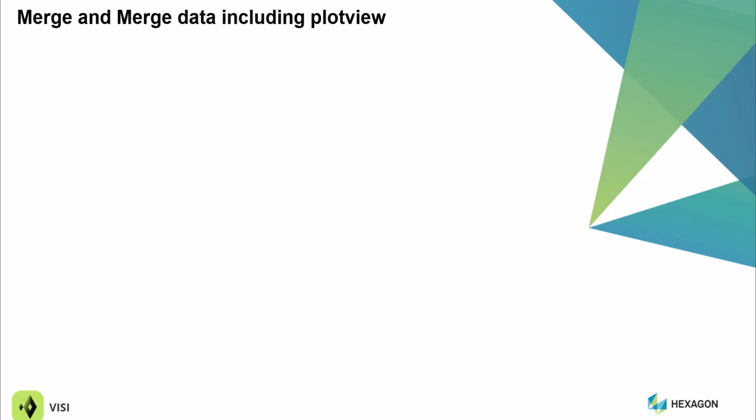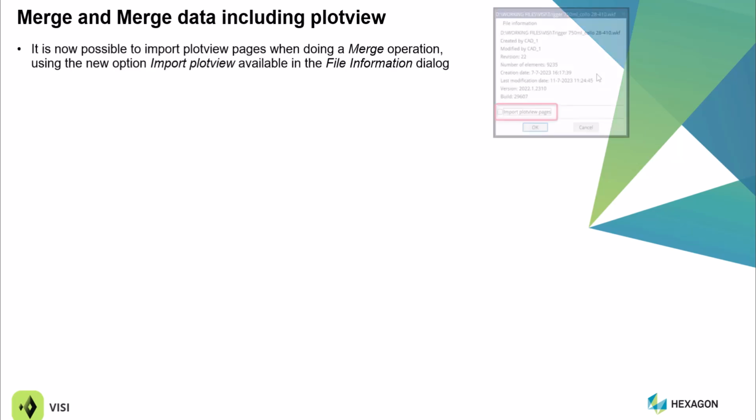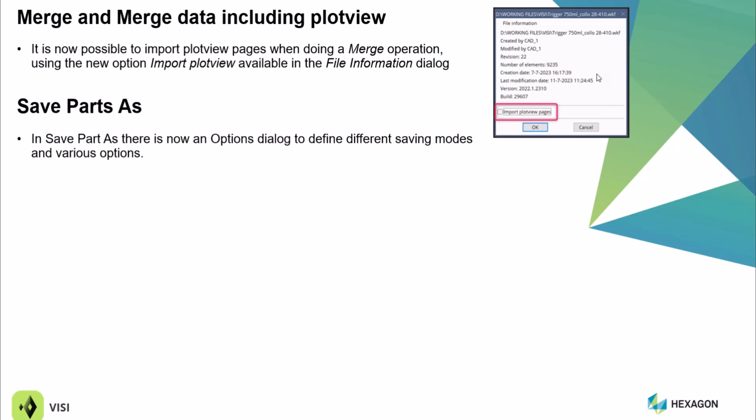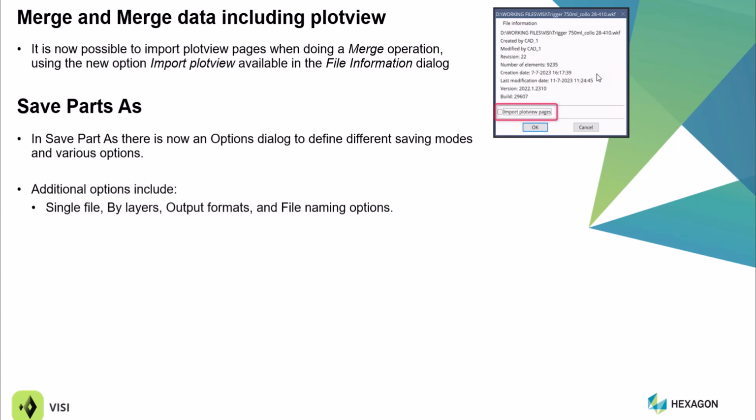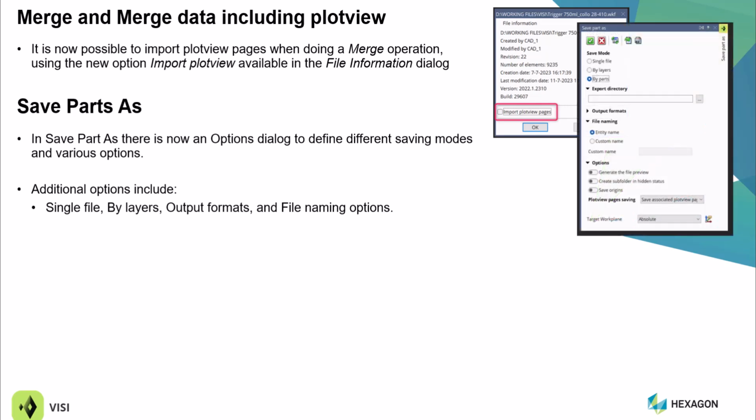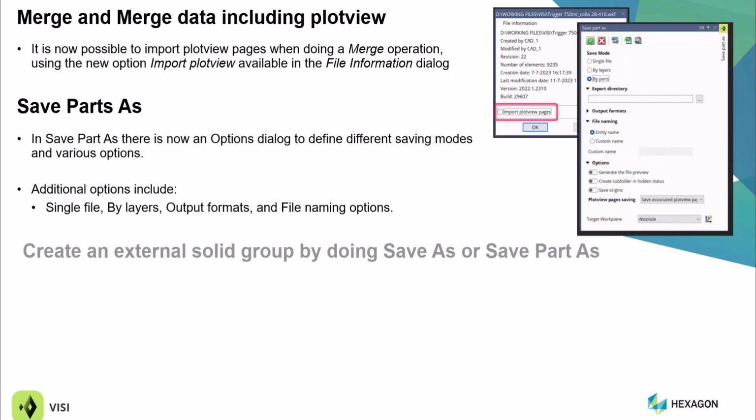So when we're merging in data, it is now possible to merge in data and include your plot view files. So you just have to check this box upon your export of a file. Within Save Part As, there is a new option that now allows you to define the saving modes in various options. So you can do this by single file, by layer, you can output a file format, and you have file naming options when you're doing by part.